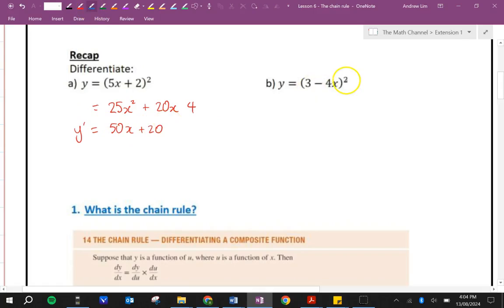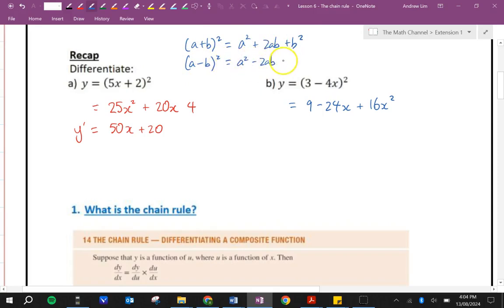In question B, again another perfect square. So I'm going to expand this out because that's nice and easy to expand. 3 squared is 9. 3 times minus 4x is minus 12x, times 2 is minus 24x. And negative 4x squared is positive 16x squared. Just remember when we've got (a plus b) squared, that's a squared plus 2ab plus b squared. And when we've got (a minus b) squared, that's a squared minus 2ab plus b squared.